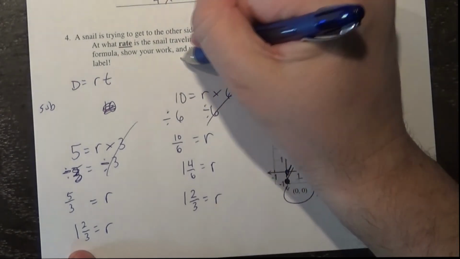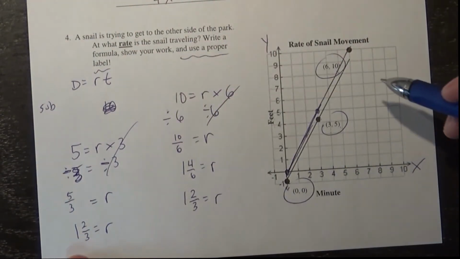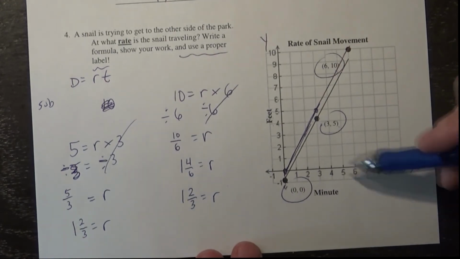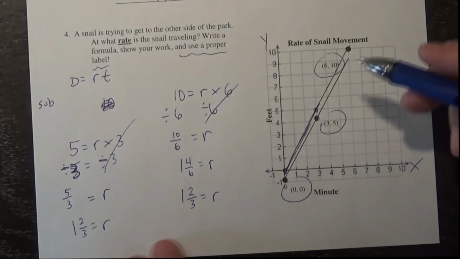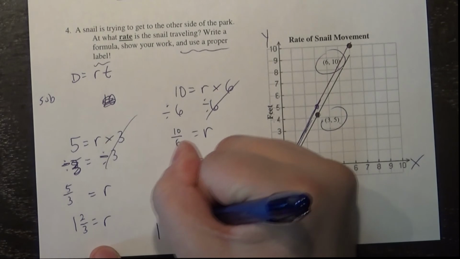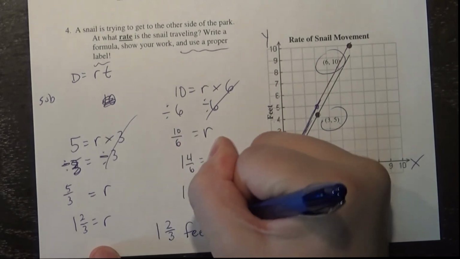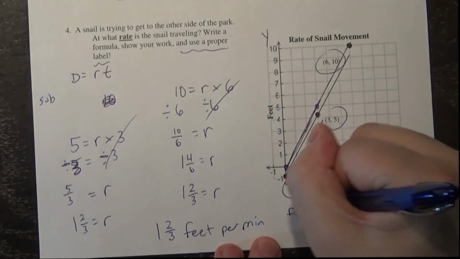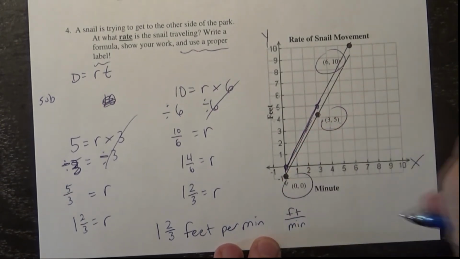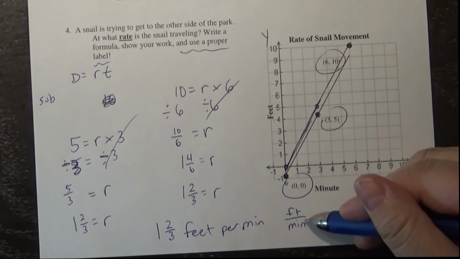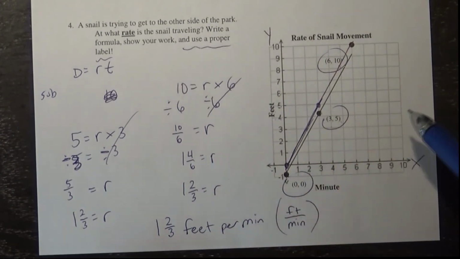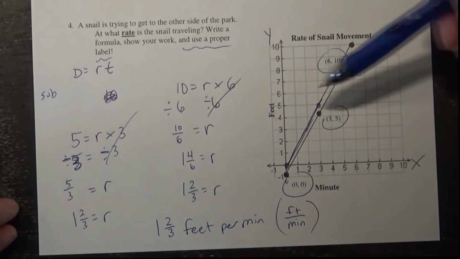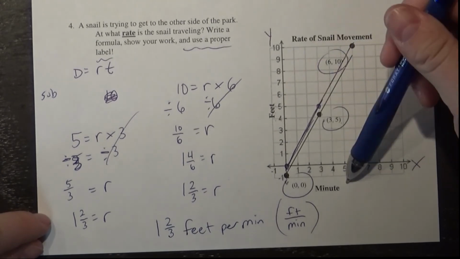Now here's where it's really important. It says we want to use a proper label. So the label here is going to be feet per minute. So it's 1 2/3 feet per minute. Another way to write that is feet over minutes, kind of making it look like a fraction. However you label that, or just pulling the labels right here, it's feet per minute.